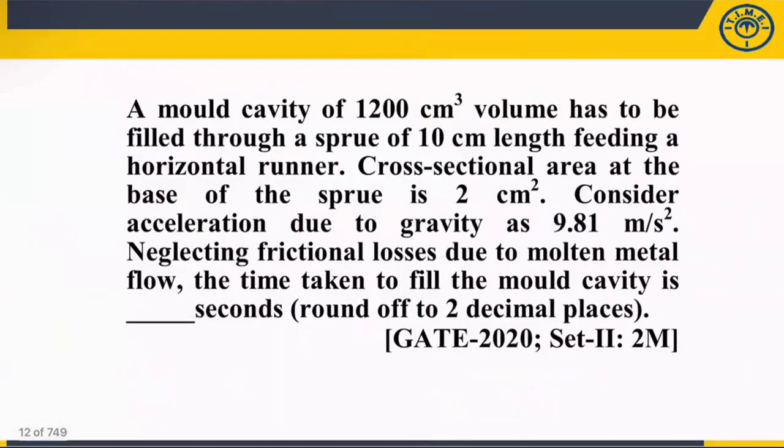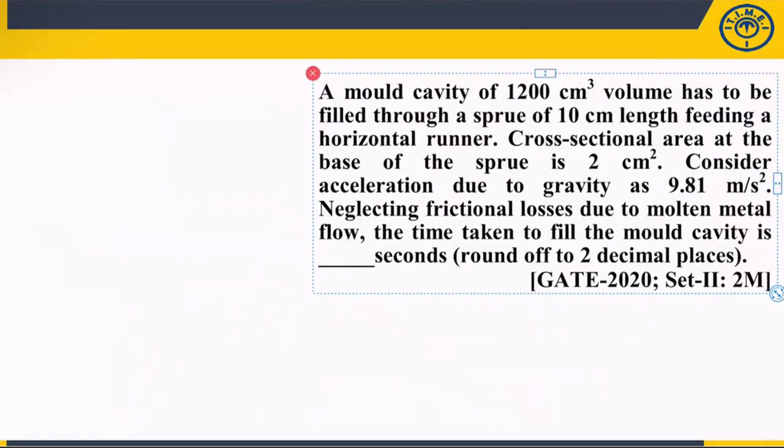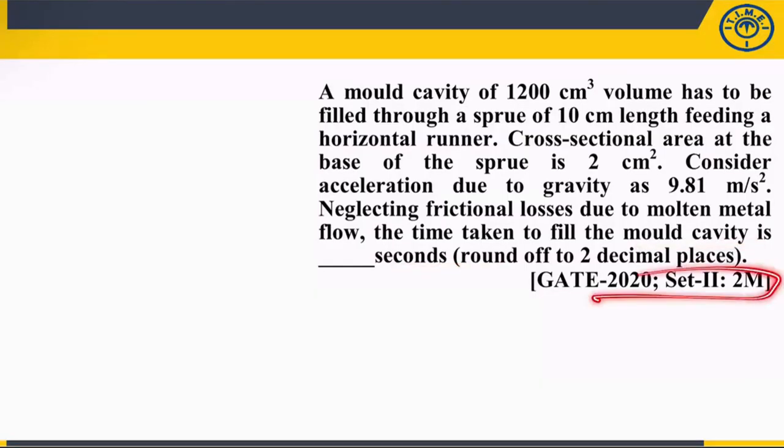Okay. Now, let's see this question. A mold cavity of given volume has to be filled through a sprue of 10 centimeter length. The cross-sectional area at the base of the sprue is 2 centimeter square, and the acceleration due to gravity is 9.81. Now, find the time required to fill the mold cavity in seconds. So you have to calculate how much time is required to fill the mold cavity through a top gate system. This is a recent GATE 2022 2-marks problem. So you will solve it.